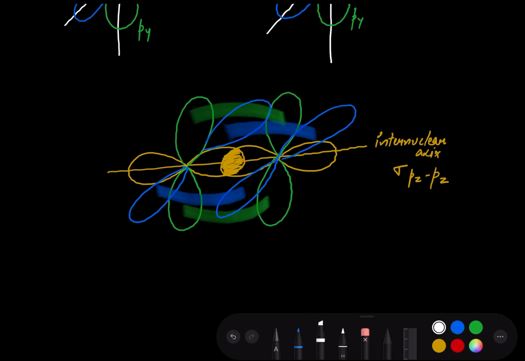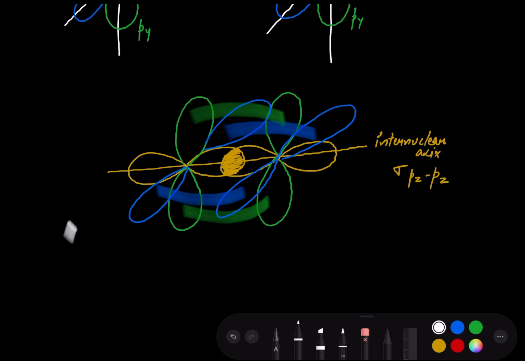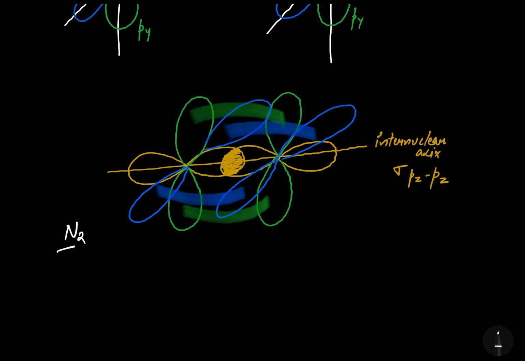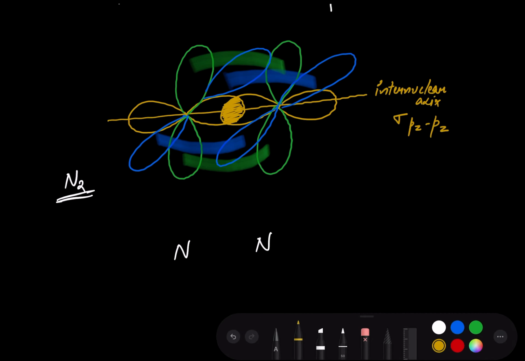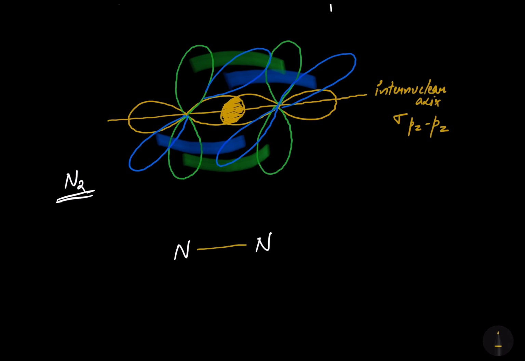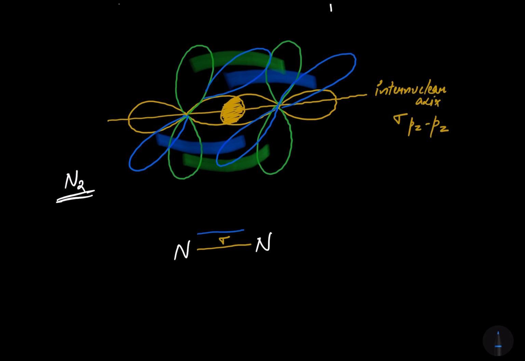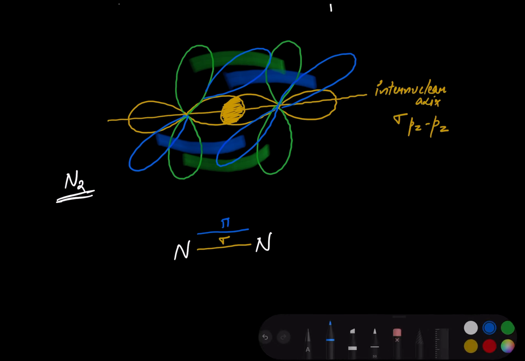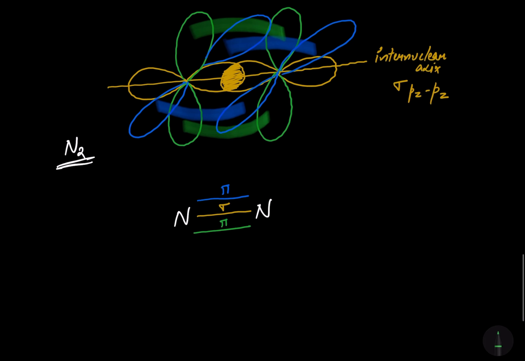Let me take an example. It's an example of N2 actually. So we know that nitrogen and nitrogen will have a triple bond, out of which one is the sigma bond and the other two will be the pi bonds. The pi bond and the pi bond. So in case of triple bond, we have one sigma and two pi.